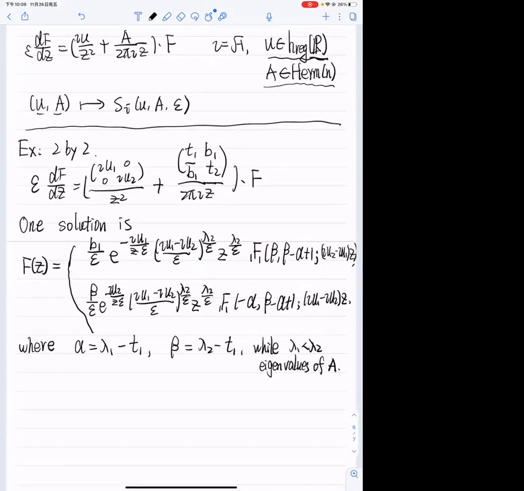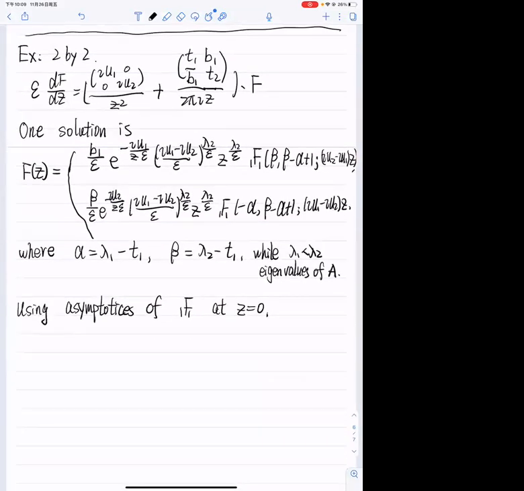And then we can use the asymptotics. Recall that I showed in the very first page the asymptotics of Kummer functions at z equal 0. Therefore, using the asymptotics of the Kummer function, we get that this solution is asymptotic to F plus of z times U plus, and F of z is asymptotic to F minus of z times U minus.